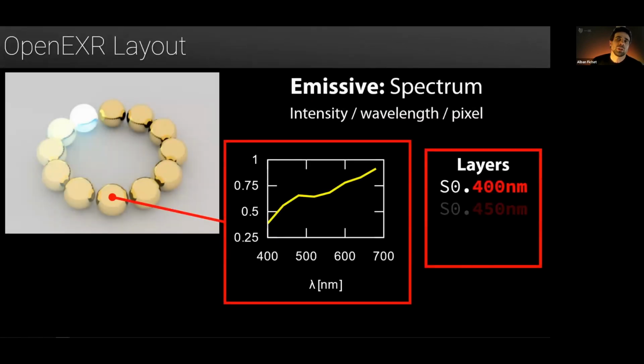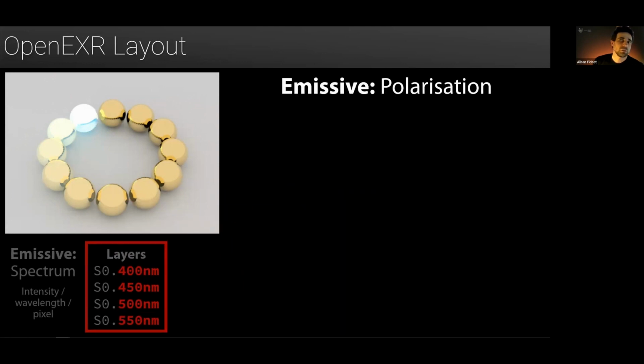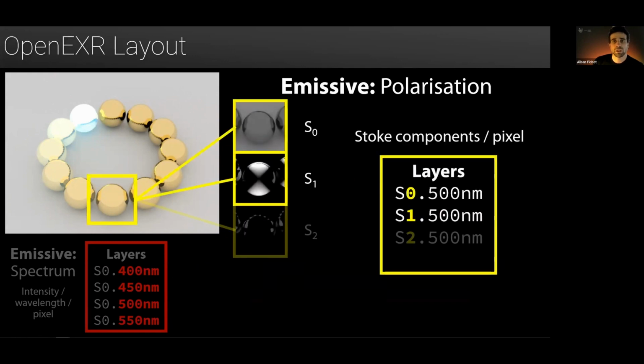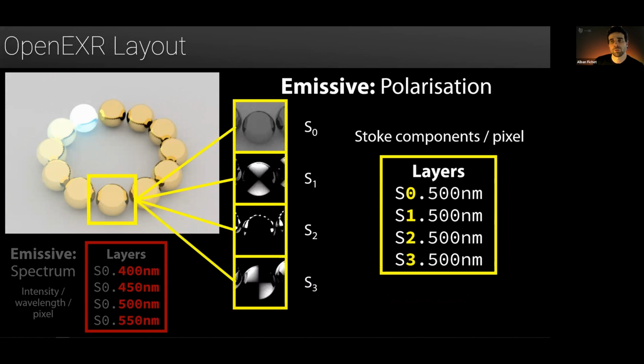So for an emissive image, we have an S0 layer hierarchy, having a child layer for each of the wavelengths, representing then the emissive spectrum for one pixel. An emissive image can also be polarized. In such a case, we add S1, S2, and S3 layer hierarchies to store the individual components of a Stokes vector per pixel per wavelength.